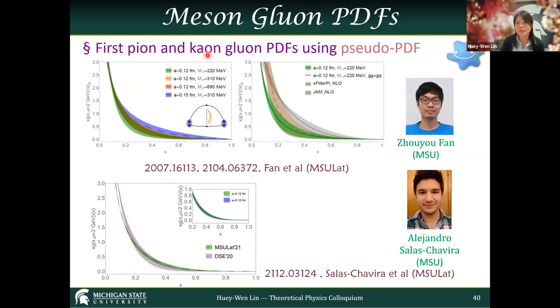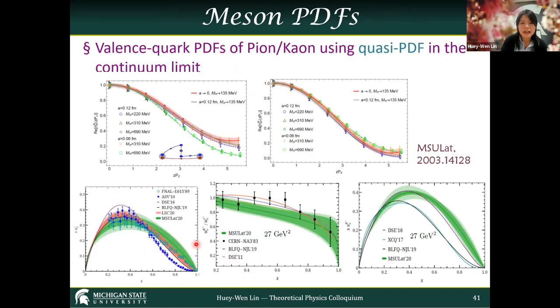The pion and the kaon mesons are much, much harder to study than the nucleons. In the kaon case, we are actually making predictions and we are comparing with other phenomenological determinations to see how we do in terms of this result. And we are also able to do calculations on the valence quarks for the pion and kaons.